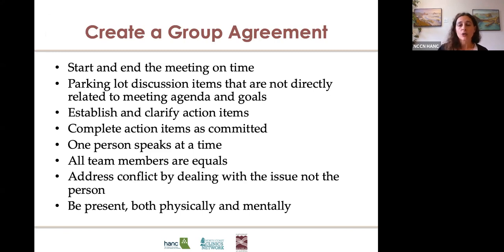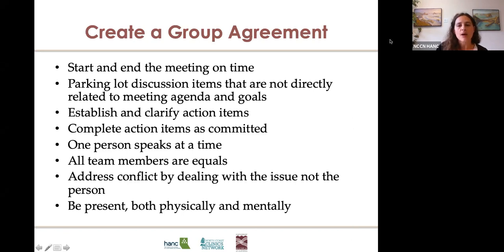So essentially, a group agreement is a set of statements that set the tone for how people will engage with one another and behave in a meeting. It might include things like try to understand where everyone is coming from, even when you disagree, allowing everyone opportunity to speak, confidentiality, mobile phones switched off or on silent.